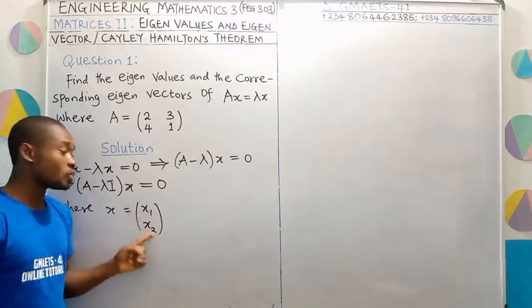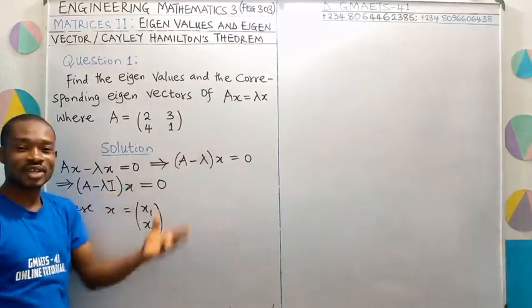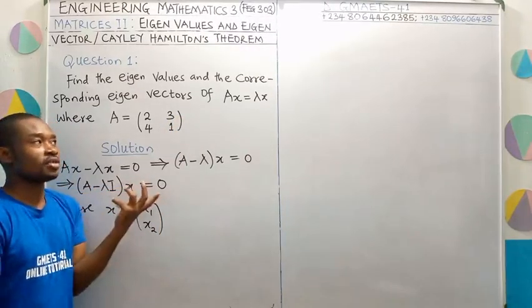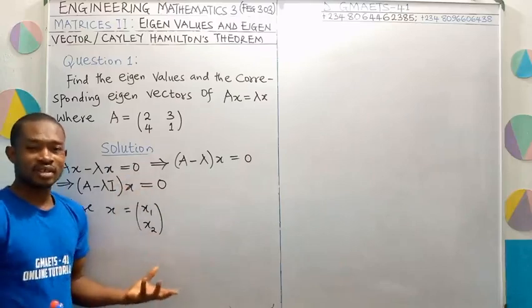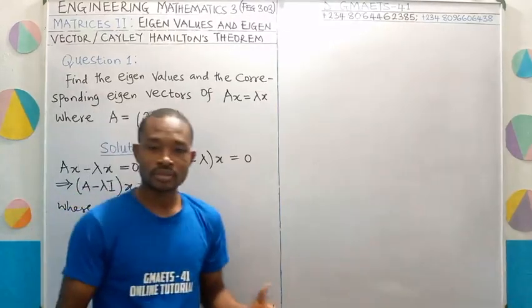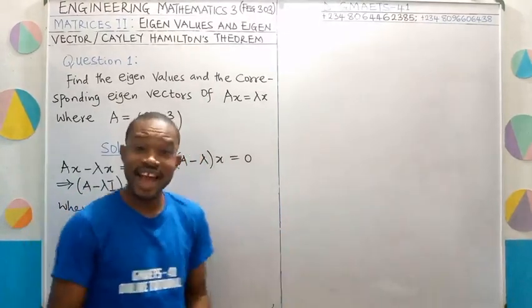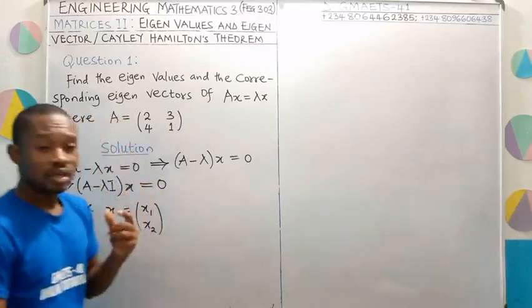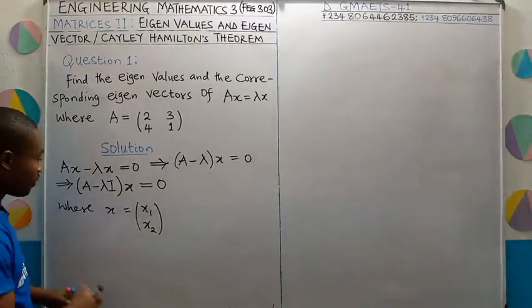And of course, there are two values we are expecting here, because the matrix we're dealing with in this question is a 2 by 2 square matrix, which means if we're to deal with a 3 by 3 square matrix, then the eigenvectors are expected to be 3. I don't know if I'm communicating here. Of course, the eigenvalues will also be 3 in that case for a 3 by 3 square matrix, which means that the vectors will also be 3 of them. Please, let's proceed and solve this.